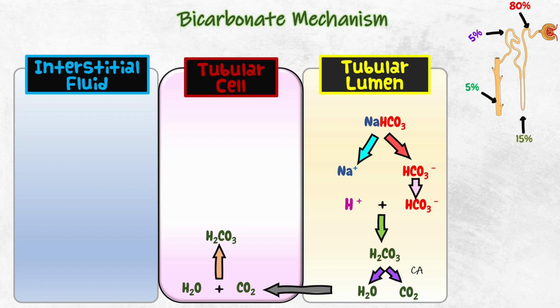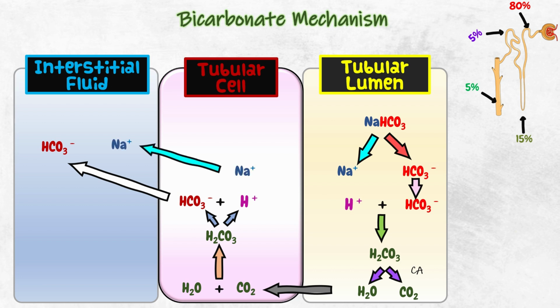It immediately dissociates into hydrogen ion and bicarbonate. Bicarbonate from the tubular cell enters the interstitium. Simultaneously, sodium ion is reabsorbed from the renal tubule under the influence of aldosterone. Bicarbonate combines with sodium ion to form sodium bicarbonate. Now, the hydrogen ion is secreted into the tubular lumen from the cell in exchange for sodium ion.